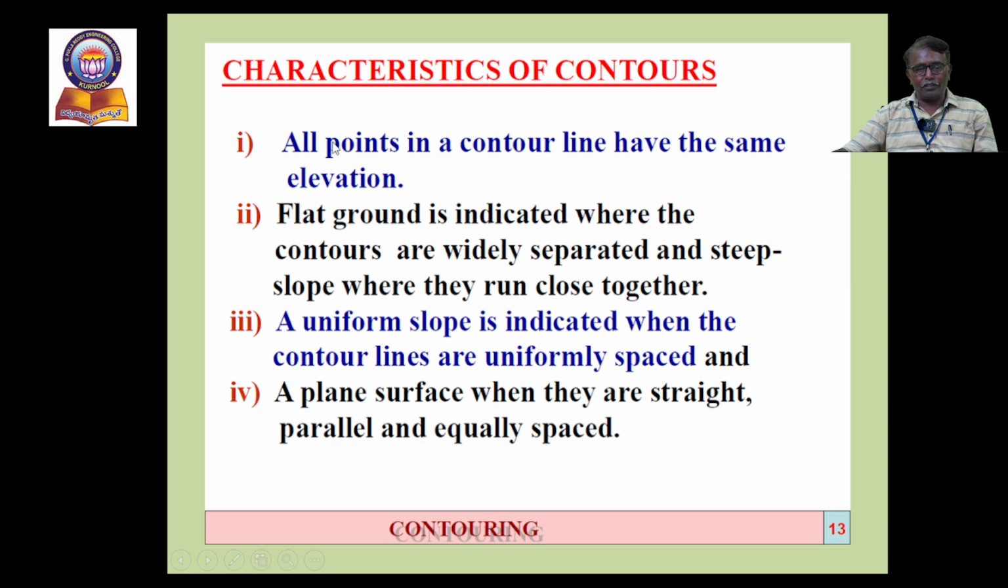So that is the first point. Every line denotes some value of the contour with reference to mean sea level. Generally, the elevation will be shown with reference to mean sea level.